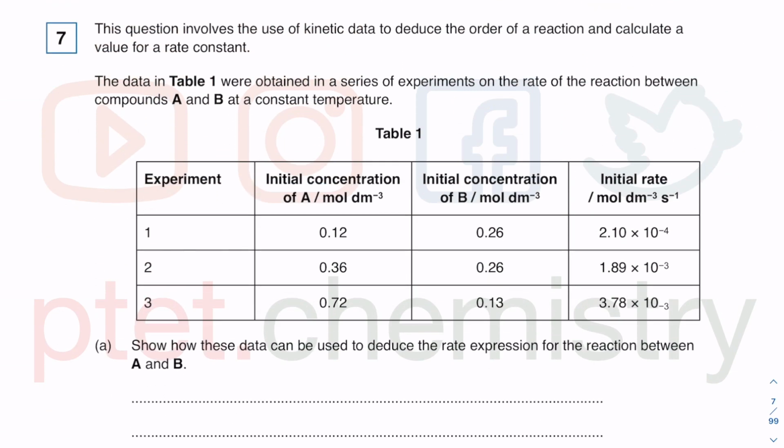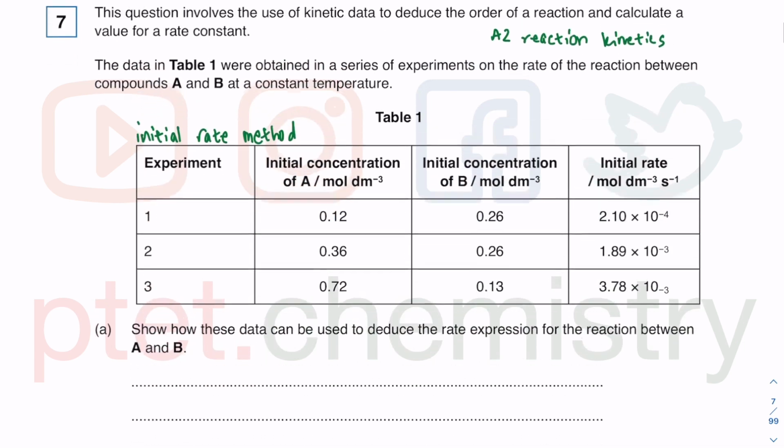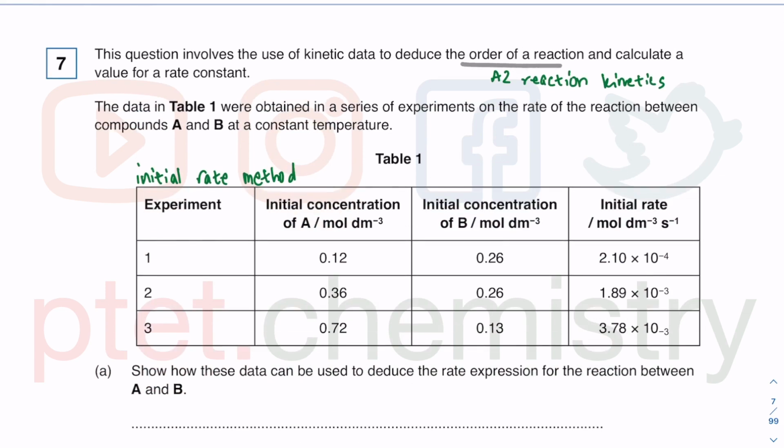Question 7, this is more of A2 reaction kinetics. In this kind of topical question, they have mixed up a little bit of AS and A2. This is about the initial rate method. This kind of table is very, very popular. It's about comparing what happened to the initial rate when I change the initial concentration of A and B. This is to work out the order of a reaction.